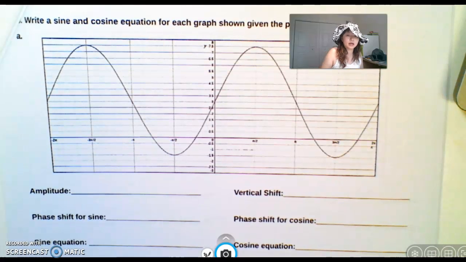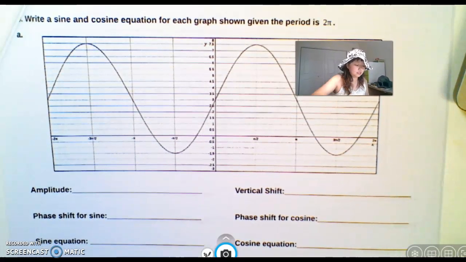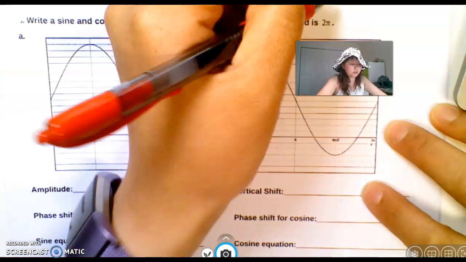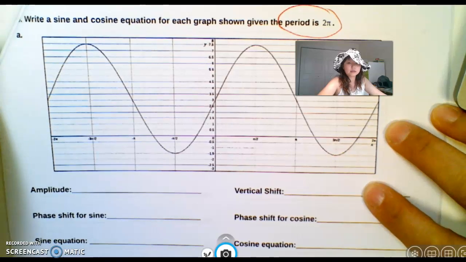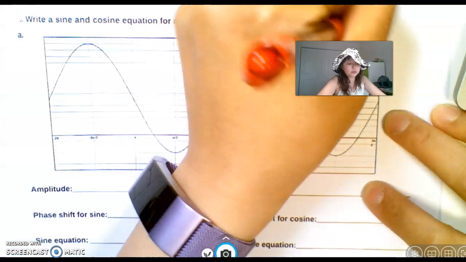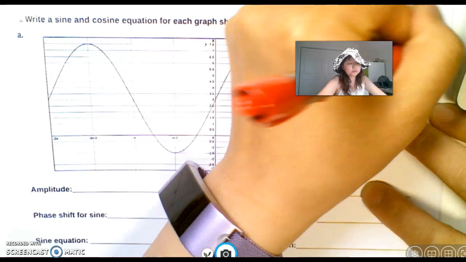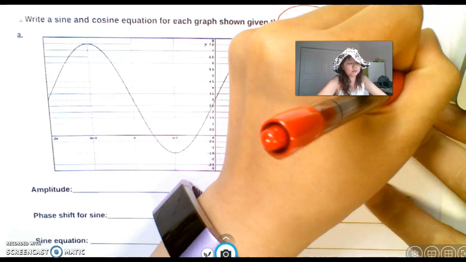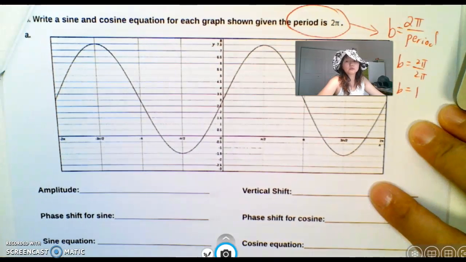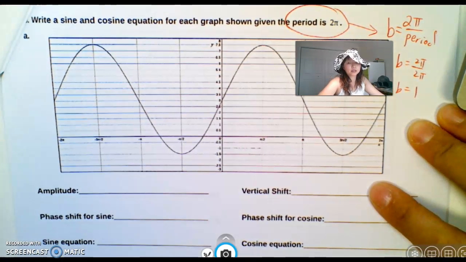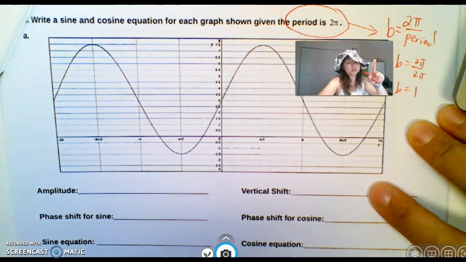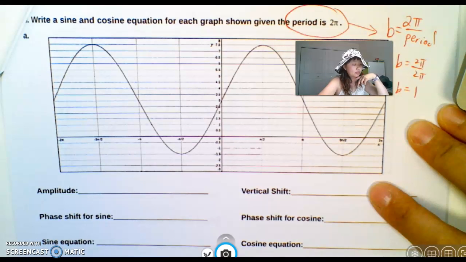Boy. There is so much going on. But at least we're going to keep one thing consistent for you guys. Every single graph that we're going to give you has a period of 2 pi. Because when you have a period of 2 pi, b is going to be 2 pi divided by the period, right? So our b is going to be 2 pi over 2 pi, which is 1. So you don't have to worry about b when you're trying to write the equation. You have to find a, amplitude, shift, left, right, up, down, but that's it to figure out the equations. B is going to be 1.